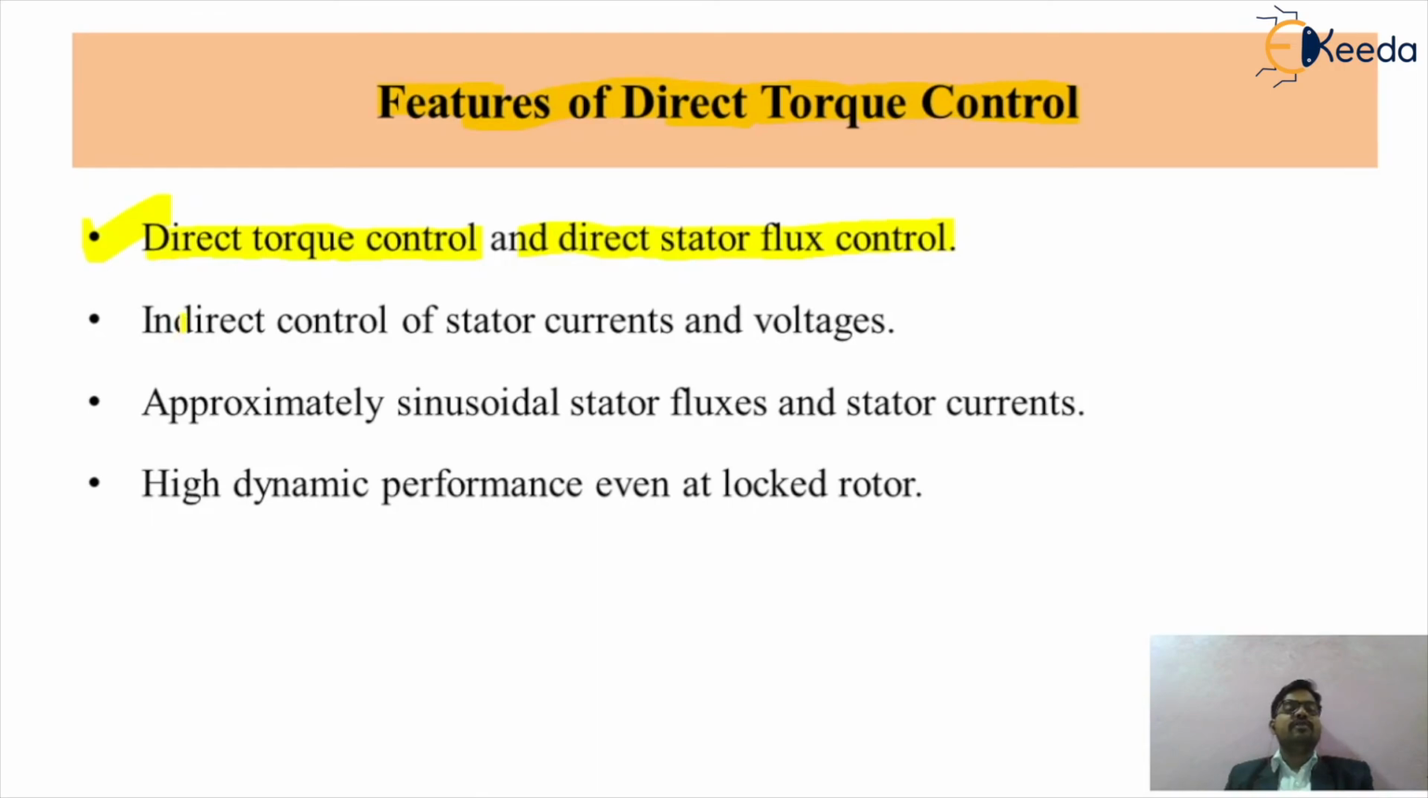The second feature of direct torque control is that we indirectly control the value of your stator current and stator voltage. Because while studying the detailed block diagram of direct torque control, we get the input from the stator quantities, that is the stator voltage and stator current of your induction motor, and by using these values of stator voltage and current, we are controlling the value of your torque.